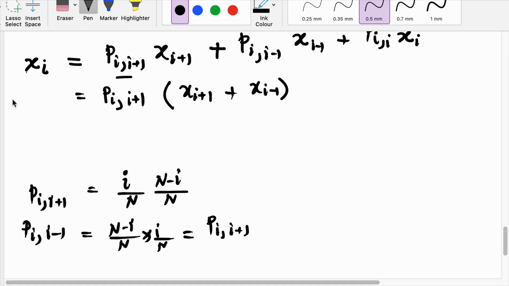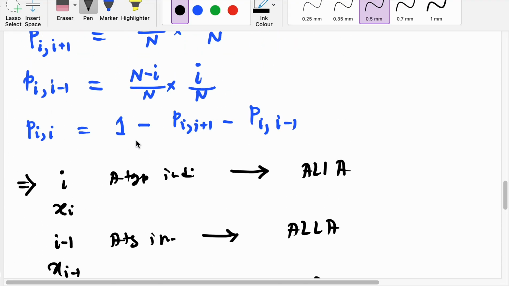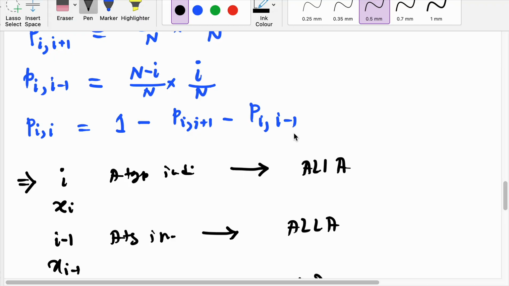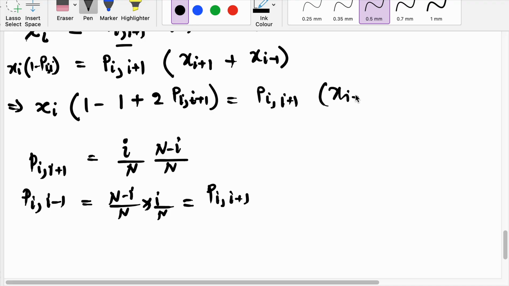Now I can take this thing here, 1 minus p_i comma i, p_i comma i. So what is the value of p_i? p_i is 1 minus i plus 1 minus i minus 1. Since i plus 1 and i comma i minus 1 is the same, we can write it here x_i, 1 minus 1 plus 2 p_i comma i plus 1. That will be p_i comma i plus 1 x_i plus 1 plus x_i minus 1.